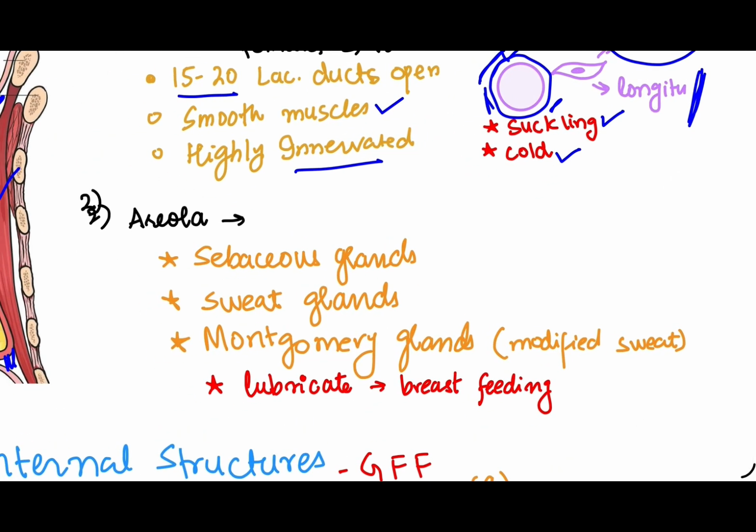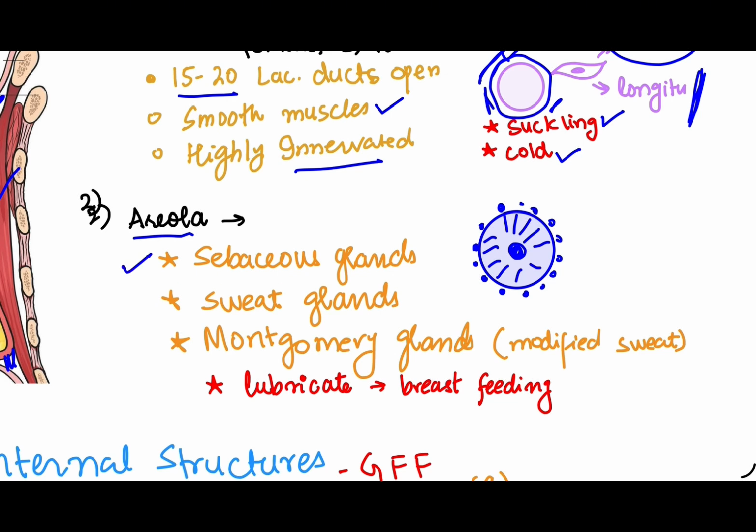Then there is the areola. What is it? You can see here I'm going to draw a nipple. It's a nipple, and then there's another whole pigmented area around the nipple, which is the areola, and there are some small openings around it. The areola contains all the glands.